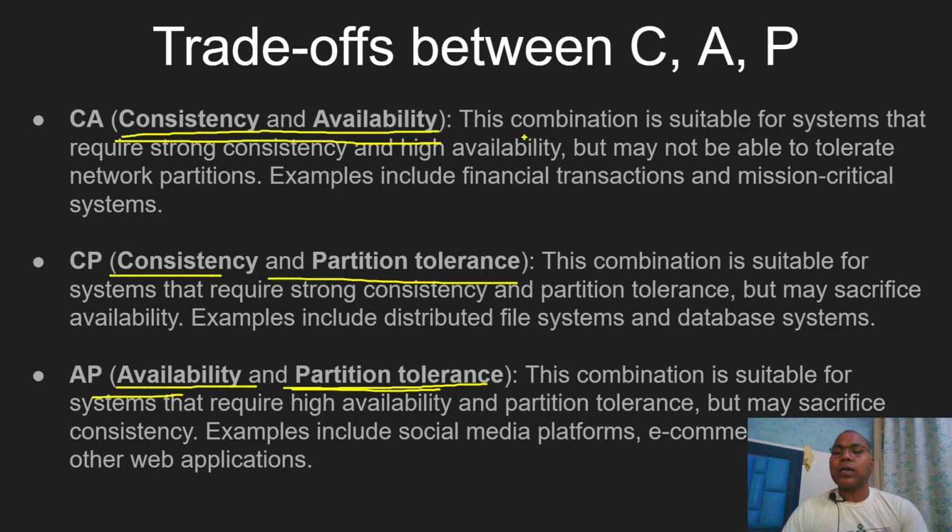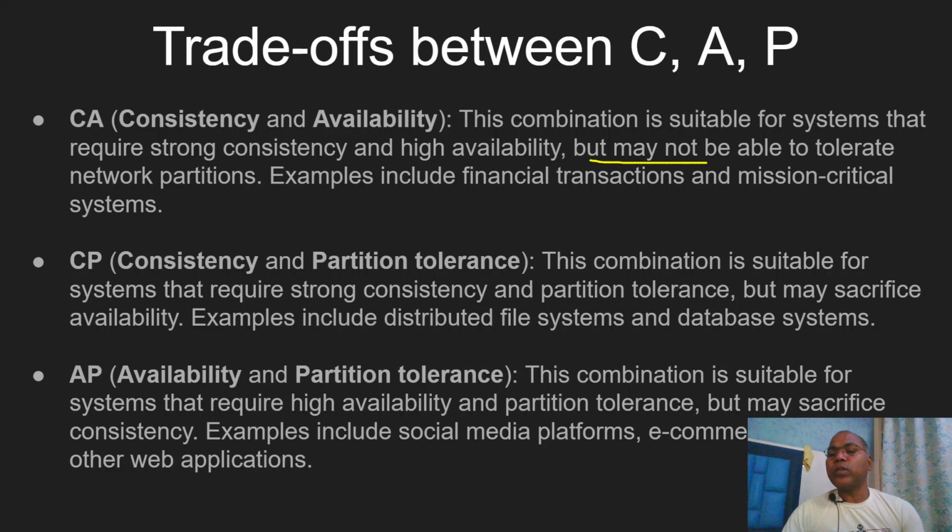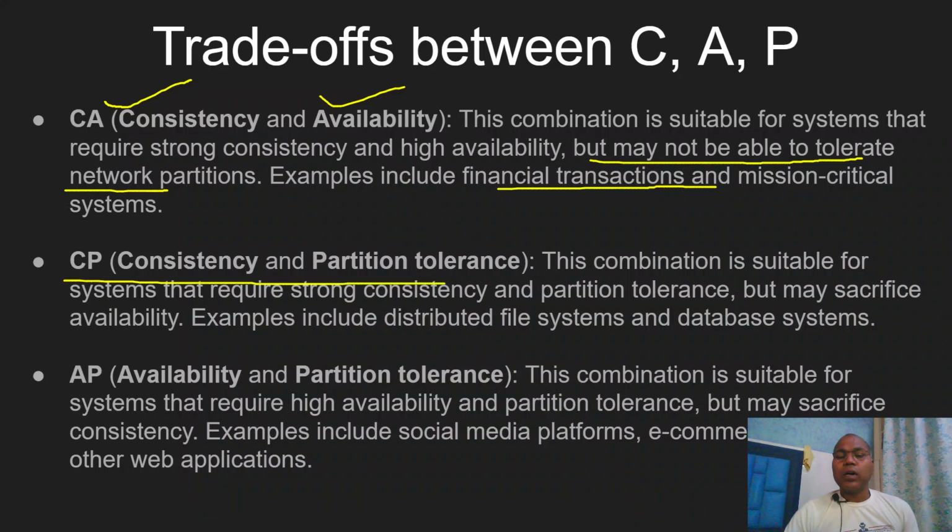So here might be a combination suitable for systems that require strong consistency and high availability, but may not tolerate network failure. For example, all the financial or mission critical applications really require high consistency and high availability. Sometimes CP means strong consistency and strong partition tolerance, but maybe sacrifice your availability. Here I compromise some level of availability, but I cannot compromise consistency and partition tolerance.